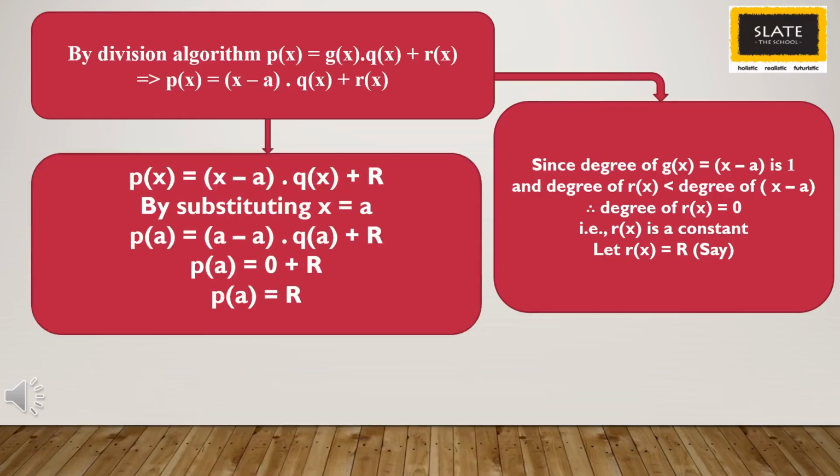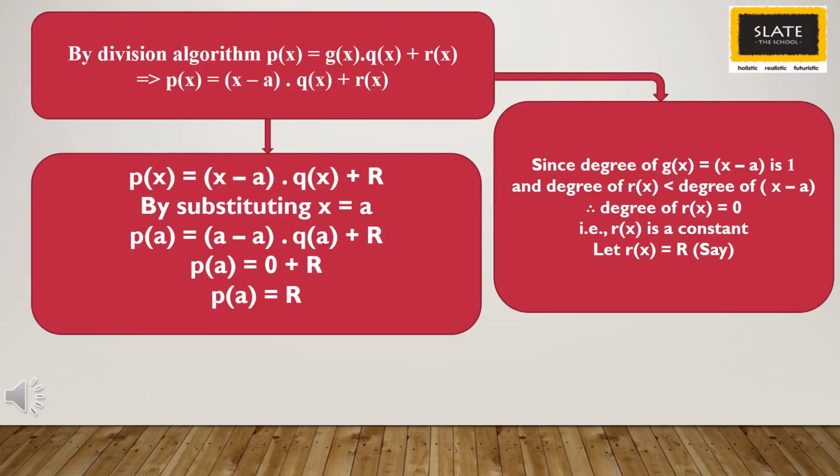Substitute x equal to a in the above equation. Why are we substituting x equal to a? Here we are finding the zero of the divisor x minus a. We know that to find the zero of a divisor, we should equate it to 0. x minus a equal to 0, then x equal to a. Substitute x equal to a.